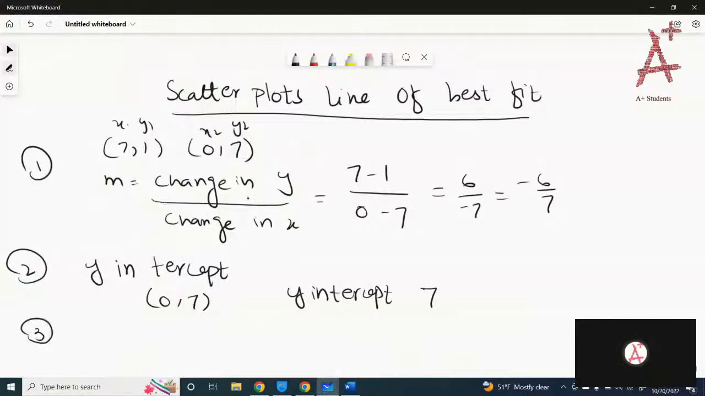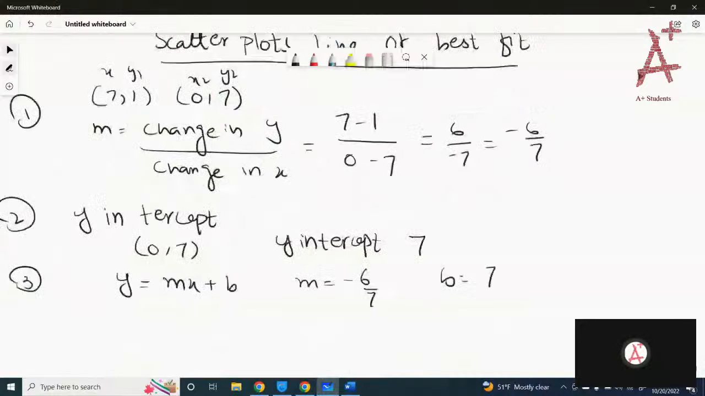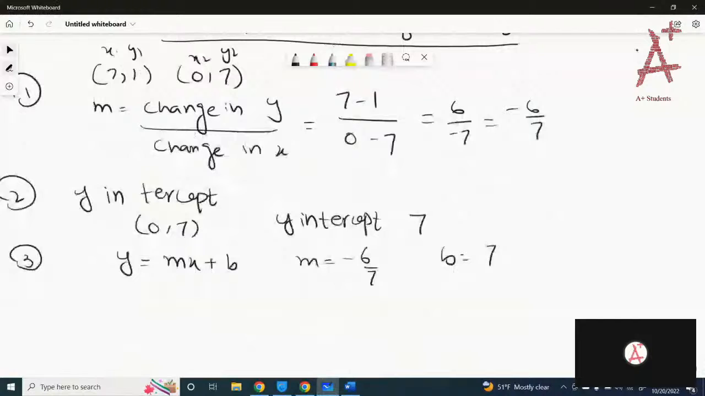Now you have to use the slope and the y-intercept and find the equation of the line. The equation of the line is y equals mx plus b. So we have the value m is negative 6 by 7, and we have the value b, that is 7. Just plug in the values. So the equation is y equals negative 6 over 7 x plus 7. So the equation of the trend line in slope intercept form is y equals negative 6 by 7 x plus 7.